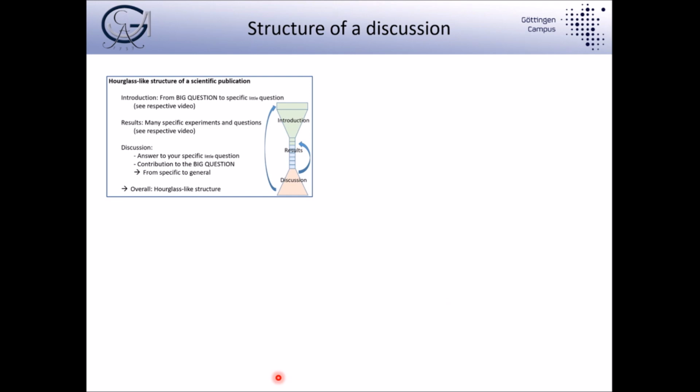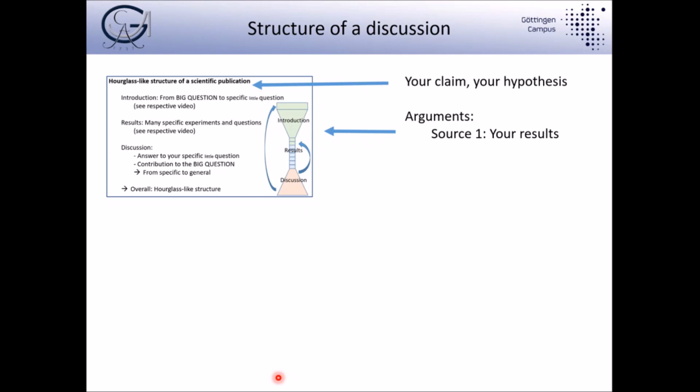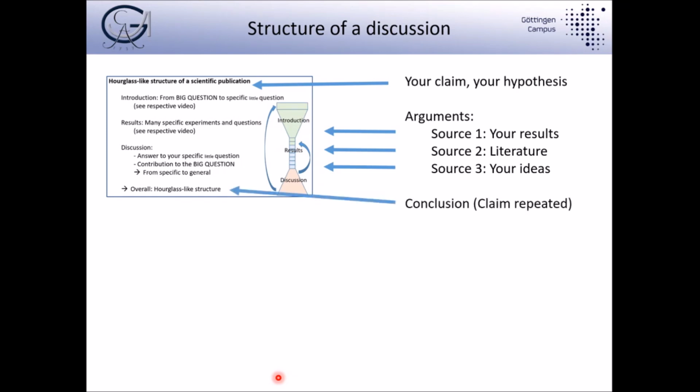So how is such a key statement structured? First you put a claim, a hypothesis, maybe even as a subheading where the claim is presented or the question is asked whether this is true. Then you provide all your arguments, and of course one source is your results. A second source is the literature, maybe experiments that support your view, but could also be experiments that contradict your view. And the third source are your ideas that are required to put all this into new context. At the end of such a unit of the discussion, you would repeat the conclusion, or you would conclude, and this would be something like a repetition of the claim.